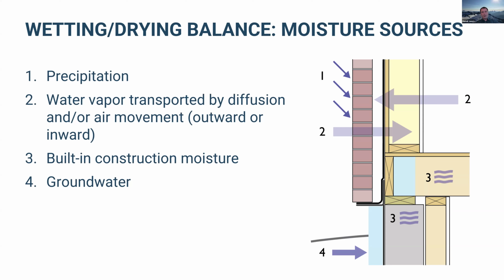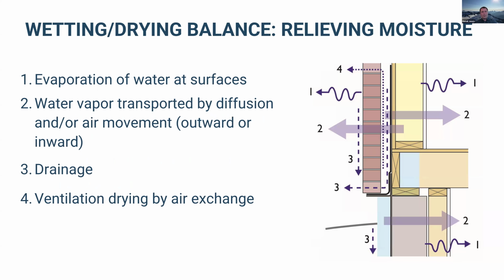And then the fourth is just groundwater. That can also get in and soak up into our building. So those are the sources of moisture. And then how we get rid of that moisture is again going to be four different ways.